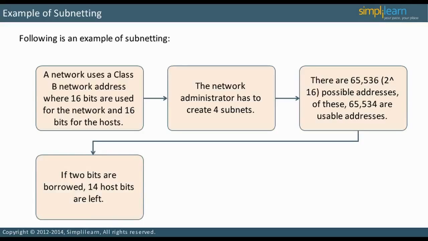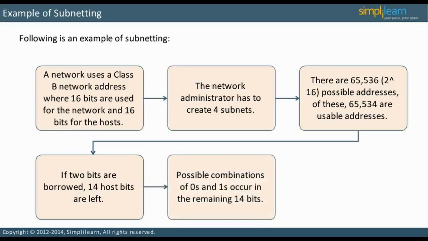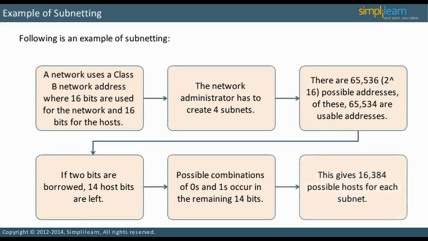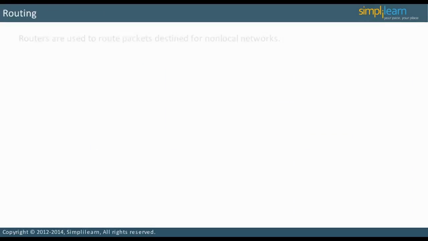Since 4 is 2 to the power of 2, borrow 2 bits. That leaves 14 host bits. All possible combinations of zeros and ones that could occur in the remaining 14 bits produce a total number of possible hosts that could be assigned in each subnet. This is 16,384 possible hosts, but only 16,376 usable hosts because 2 addresses are reserved per subnet. Let us look at some examples with Class C addresses in the next slide.